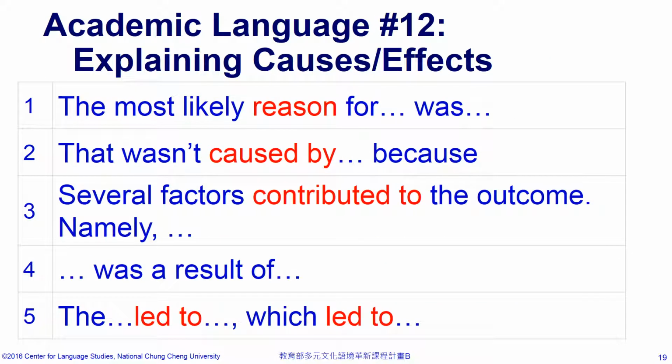To show how causes and effects relate to each other, we can use words like contribute, a result of, and lead to present the causal relationship between the causes and its effects.